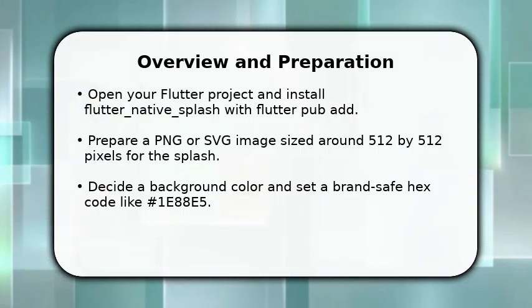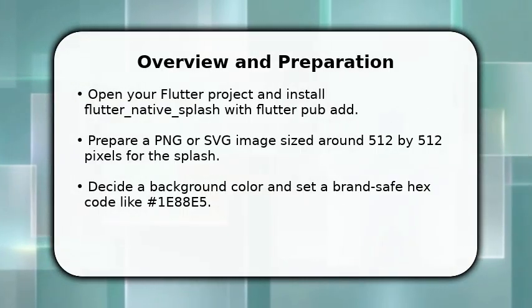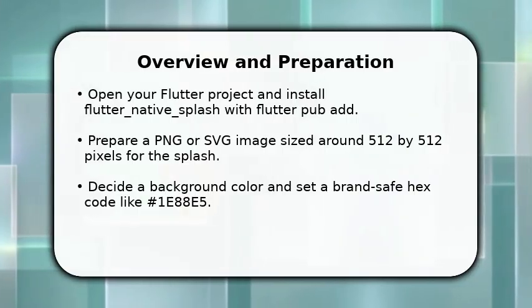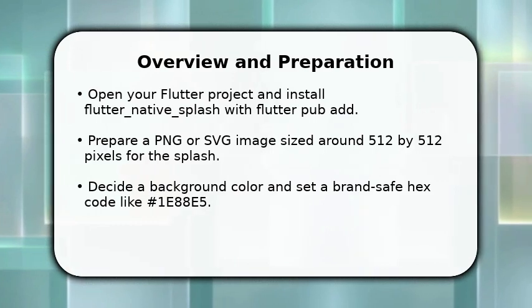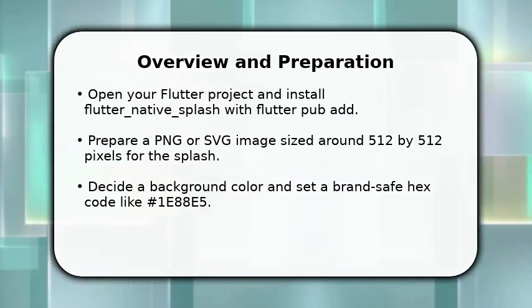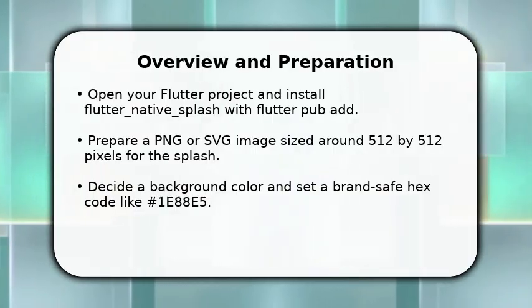Choose a background color and set a precise hex code such as #1E88E5 to keep branding consistent. Add the image path and color into the package configuration in pubspec.yaml under flutter_native_splash settings. Save changes and get ready to generate platform assets.